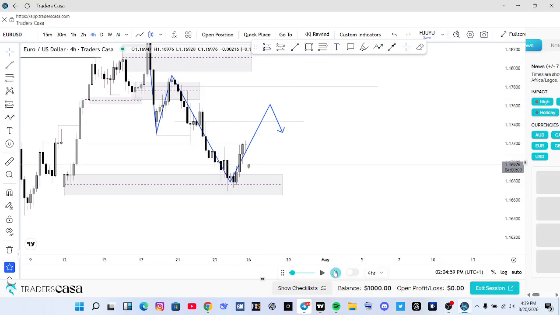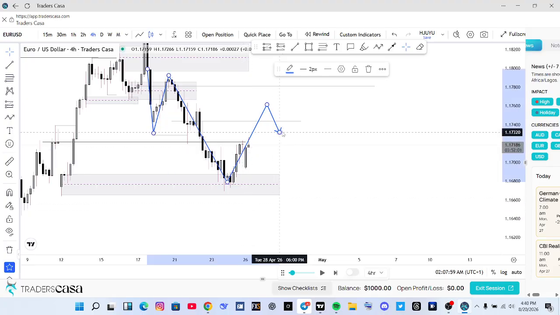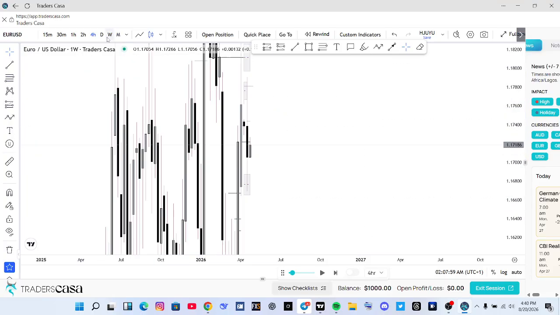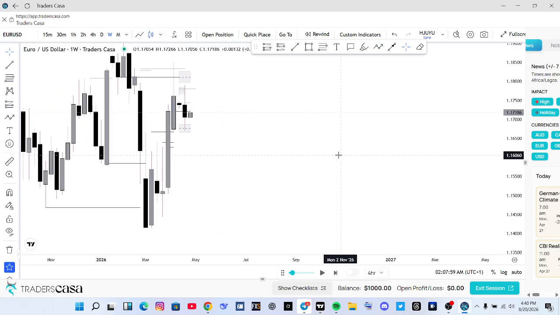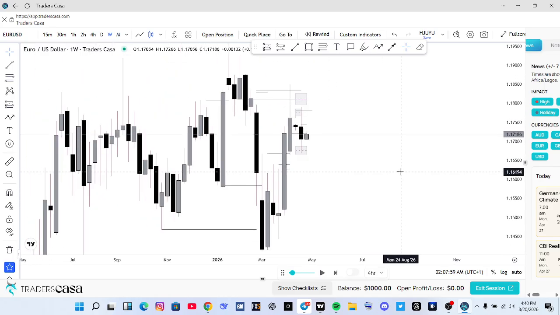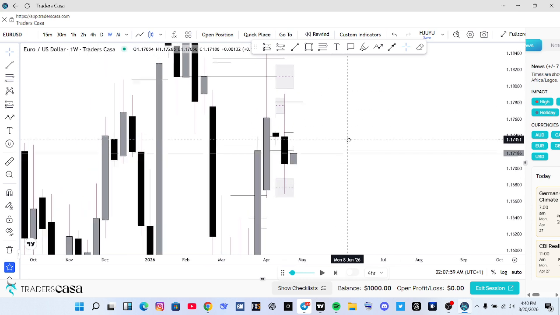So let's watch. It didn't work out, and yeah, Friday is over already. We are already in a new week. Last week actually closed bearish. Now this week, this is the weekly time frame. What are we going to be expecting this week?